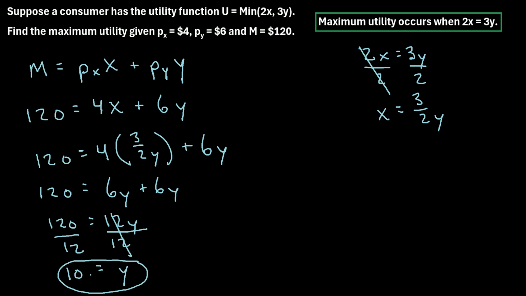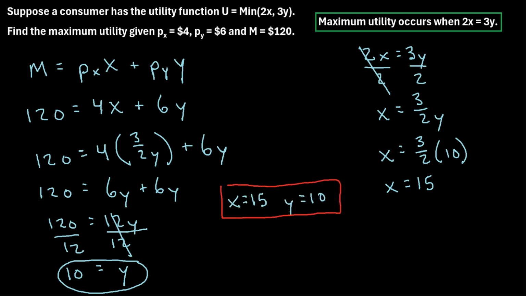And if we consume 10 units of good y, how many units of good x would that be? Well, all we have to do is plug in a 10 right here for y. So we would get x is equal to 3/2 times 10. So this would be 3 times 10, that's 30, divided by 2 is 15. So x is equal to 15. So we maximize our utility when we consume 15 units of good x and 10 units of good y. So let's go ahead and write that here just to make it obvious that this is our answer. Now what we'll find is that when we consume 15 units of good x and 10 units of good y, we use up all $120 of our income and we maximize our utility function.